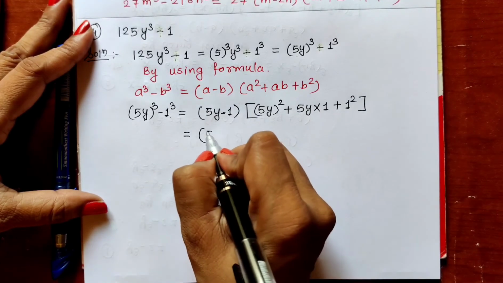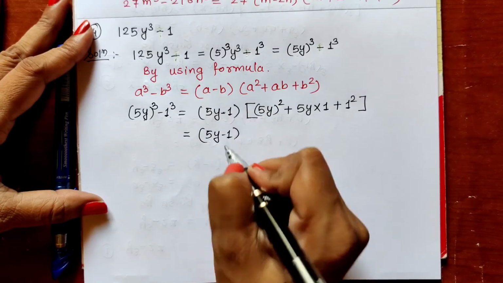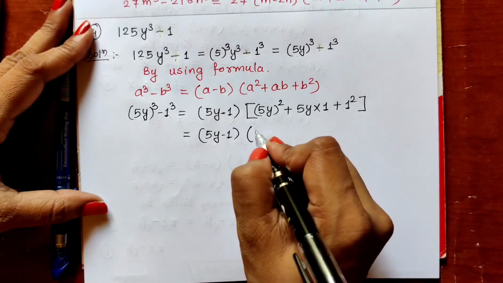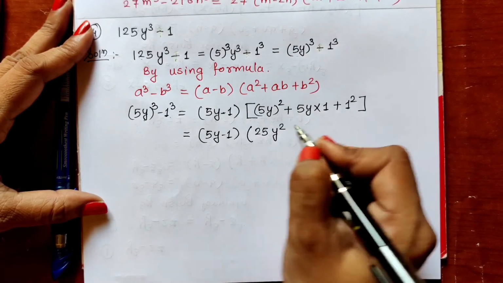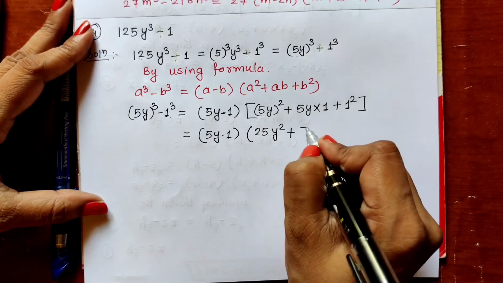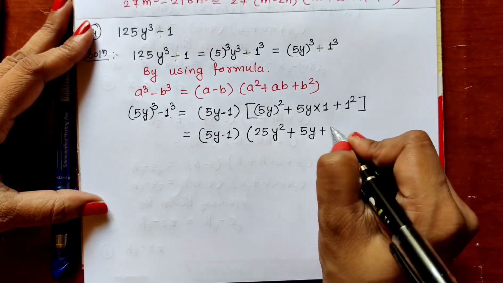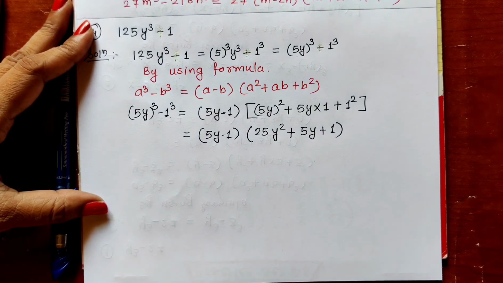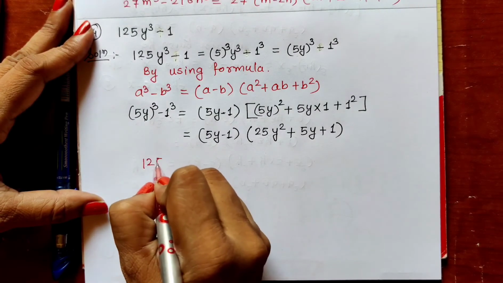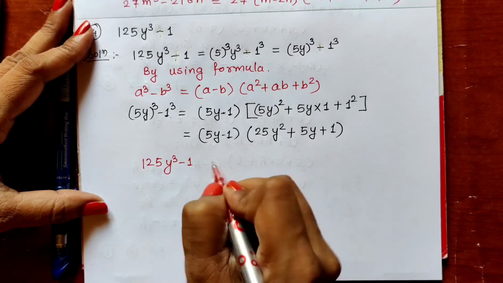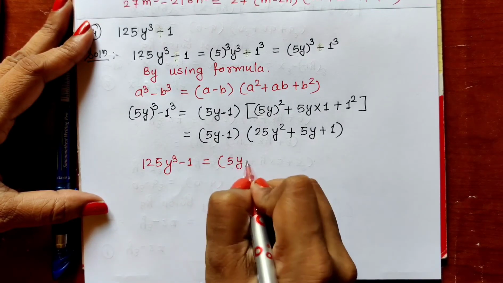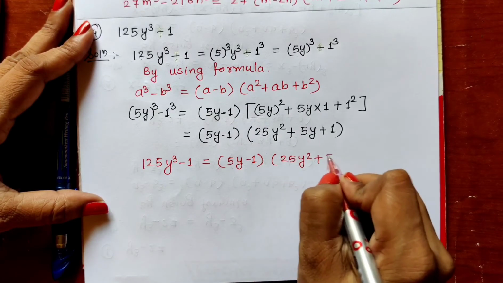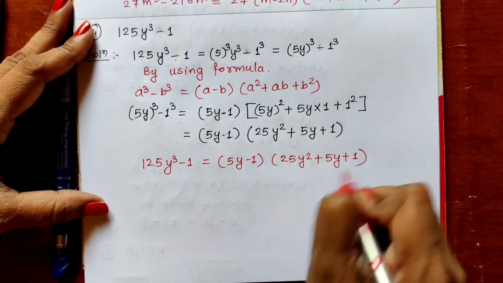Now first bracket we cannot do anything, we cannot take out common also, so it is 5y minus 1. Second bracket, 5 square is 25, square of y is y square, plus 5y into 1 is 5y, plus 1 square is 1. So we cannot take out common from second bracket also. This is our answer. 125y cube minus 1 is equal to 5y minus 1 into 25y square plus 5y plus 1.